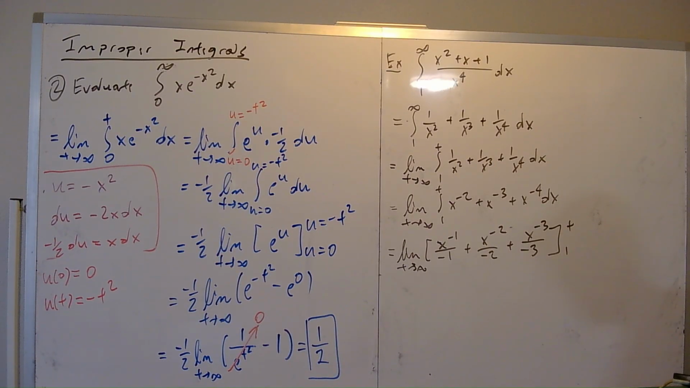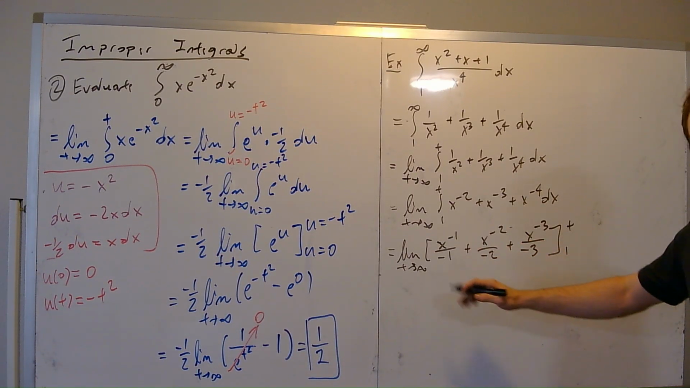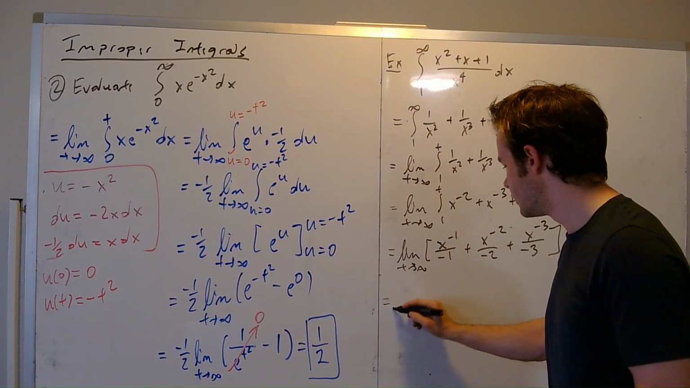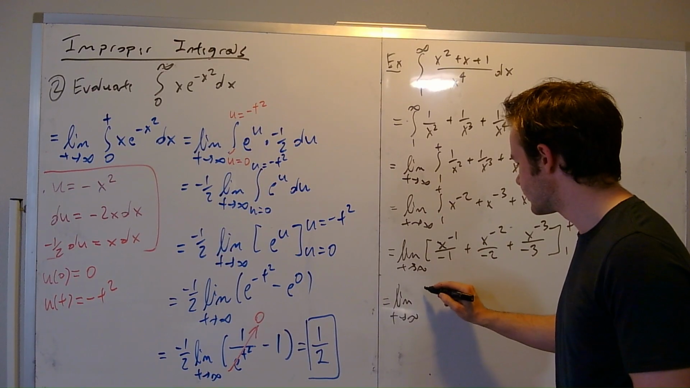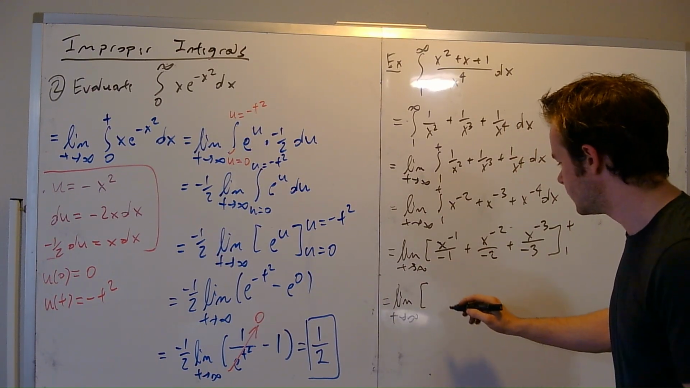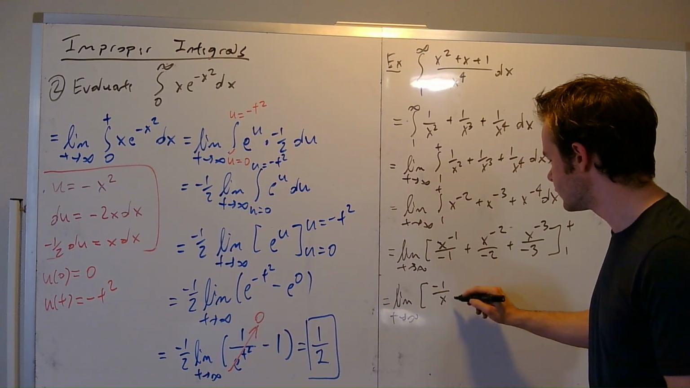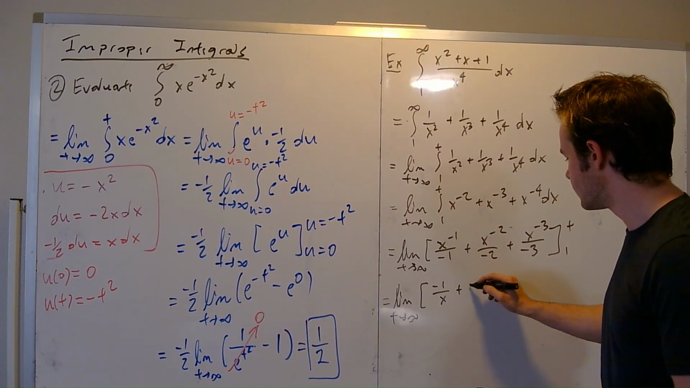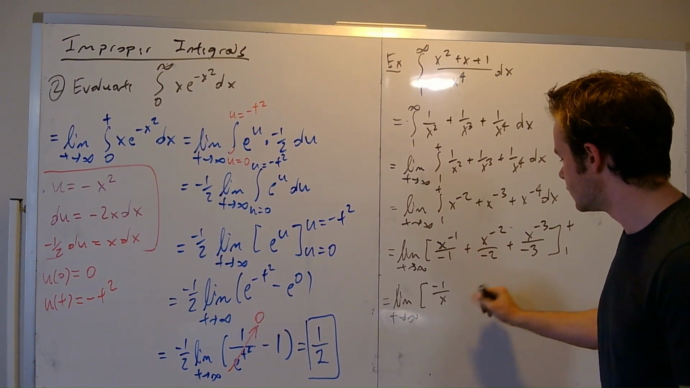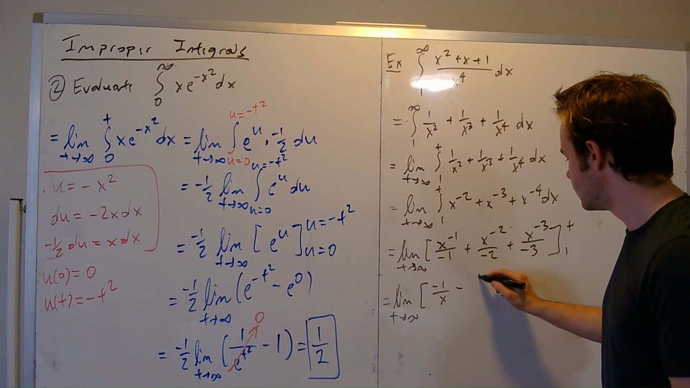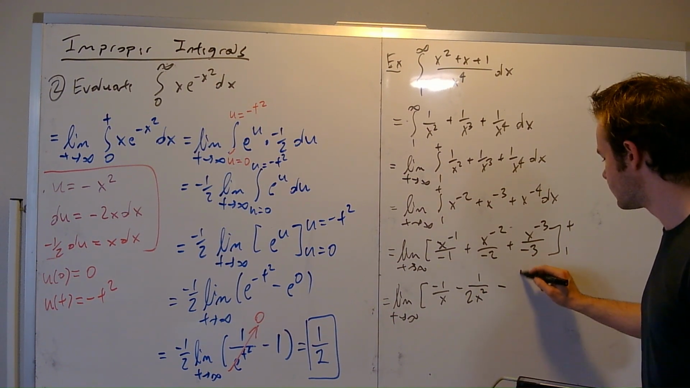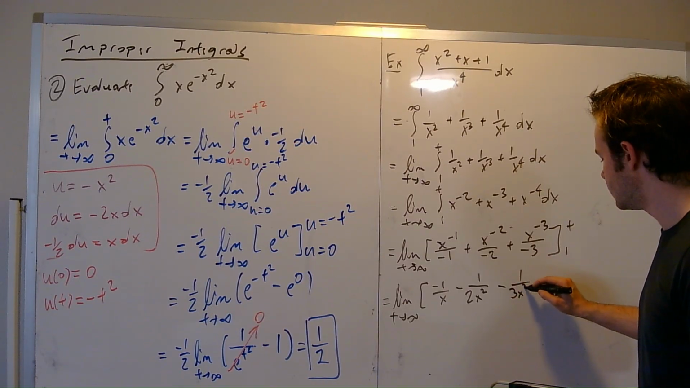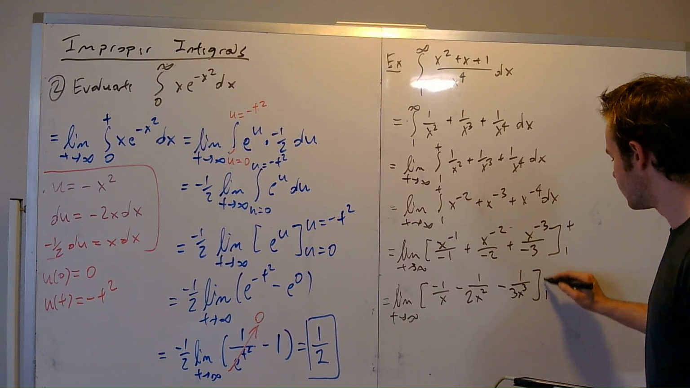Okay. And if you write out what all of these are, this is the limit as t goes to infinity of, so this one becomes negative 1 over x. This one becomes, sorry, this should be minus 1 over 2x squared minus 1 over 3x cubed from 1 to t.